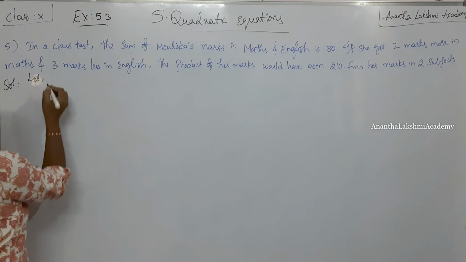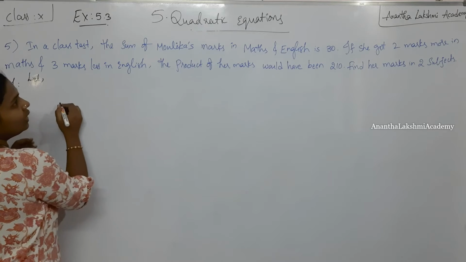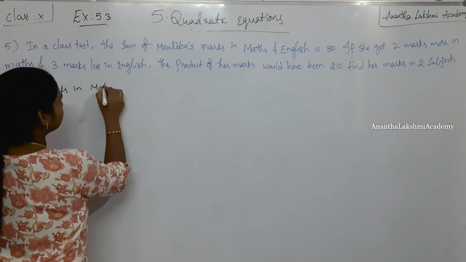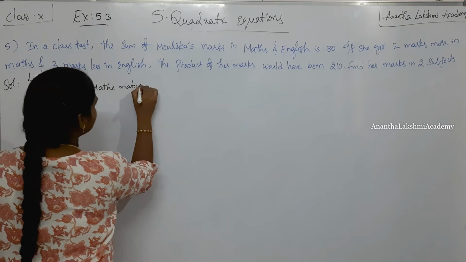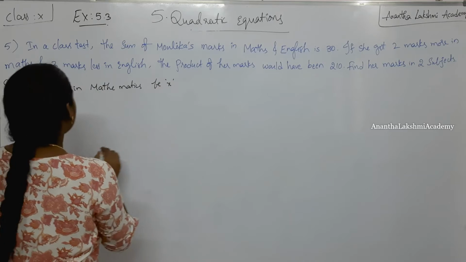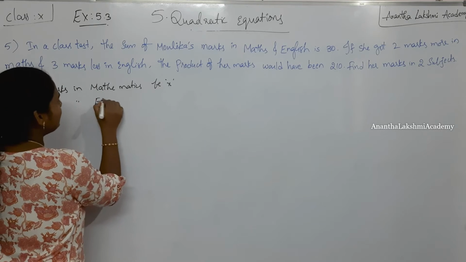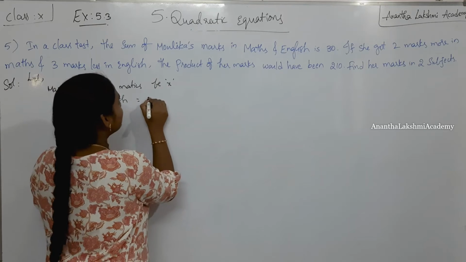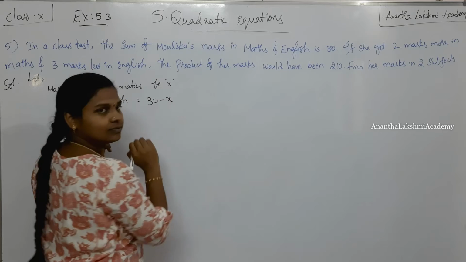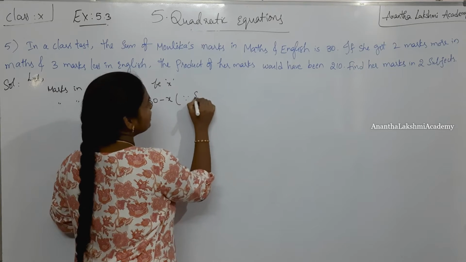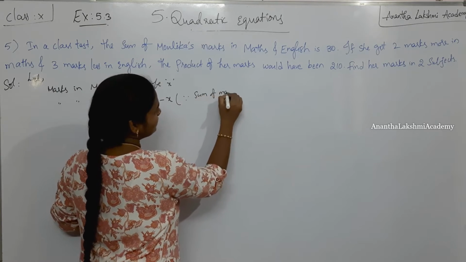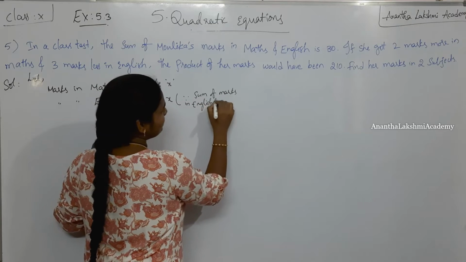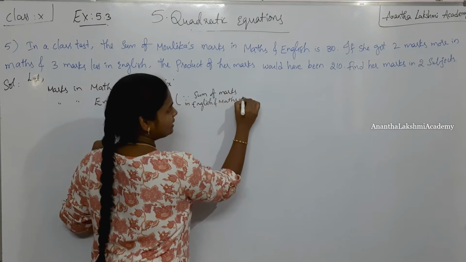So let the marks in mathematics be x. Okay. Now, marks in English. What happens to marks in English? 30 minus x. Why? Since the sum of marks in English and maths is equal to 30, isn't it?